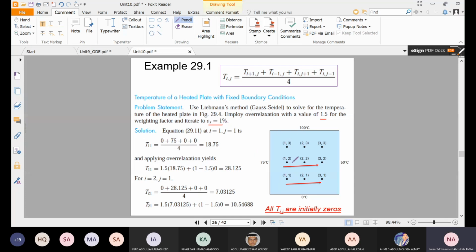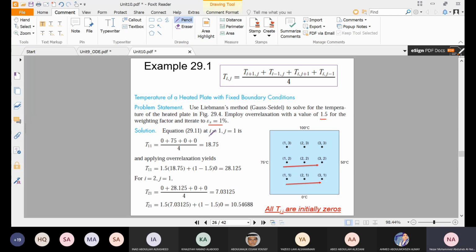So in this method, guys, initially we assume the temperatures at all the inner nodes are zeros. All Tij's are initially zeros, so we assume the temperature here is 0, 0, 0, 0, 0, 0. We use only the boundaries for the auxiliary condition. After that, we compute the temperature for all the nodes, and then we update, iteration after iteration.